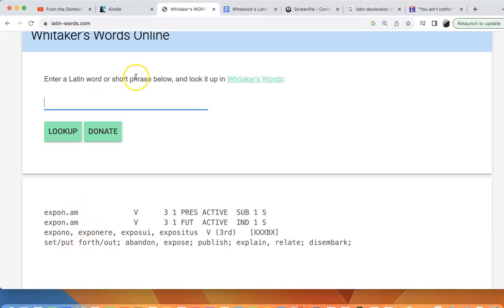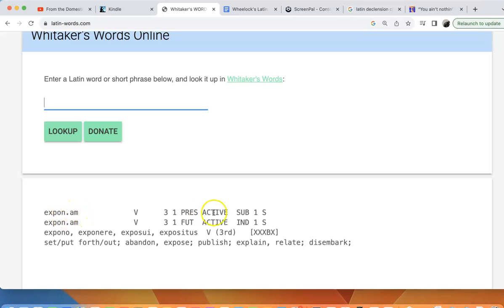By the way, this is why using Whitaker's Words is so much more efficient for learning than Google Translate, because it slows you down. It's like anything else in life. You know this, but if you just rush through it, you're very unlikely to learn anything. And so take your time, get out a dictionary, it would be even better. But Whitaker's Words is certainly better than Google Translate, which is just too fast for most people's level of Latin or anything in terms of learning a language.